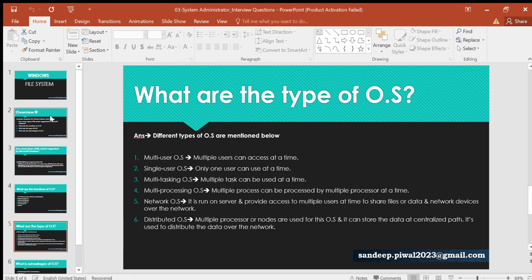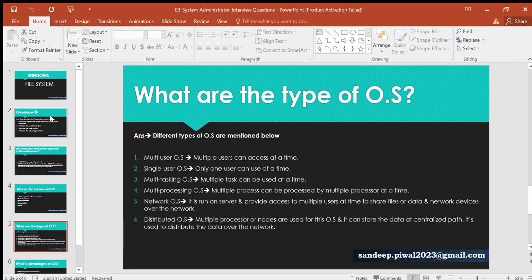Let's talk about the multi-user operating system. It means multiple users can access that particular system at a time. A server is an example. Suppose a server is placed in a data center and multiple users or team members want to connect to that system at a time; they can easily connect. That is a multi-user operating system. In a single user operating system, only one user can use it at a time, for example your personal laptop or desktop, where only one person can use it at a time.